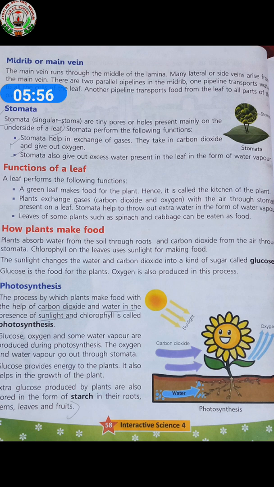Now see the children's book. Stomata, singular stoma, are tiny pores or holes present mainly on the underside of a leaf. Stomata perform the following functions. I will explain now that stomata help in exchange of gases. They take in carbon dioxide and give out oxygen. Stomata also give out excess water present in the leaf in the form of water vapor.